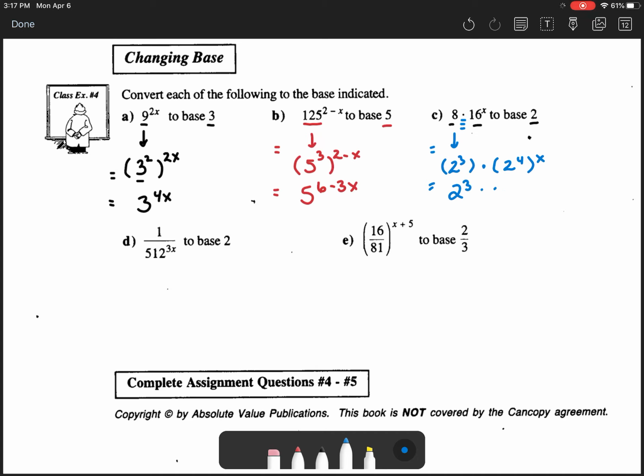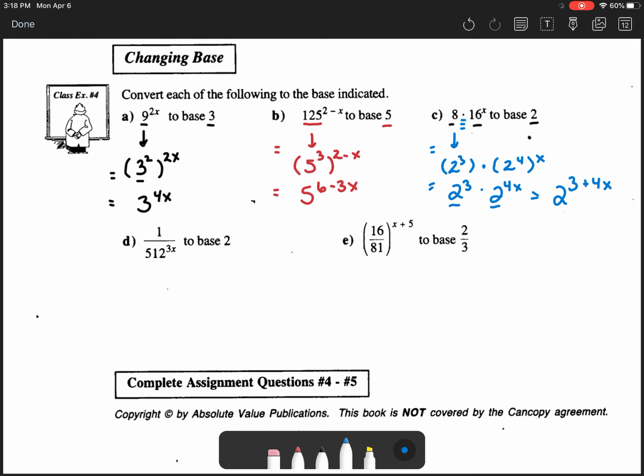So what you actually have here is 2 cubed times 2 to the exponent of 4x. Now, using the laws from the first page, we know we're multiplying powers that have the same base. So in that case, you're going to add the exponents. So this will be 2 to the exponent of 3 plus 4x.